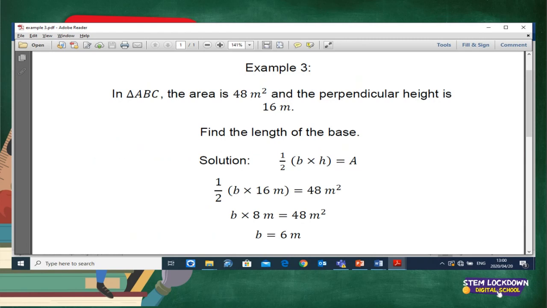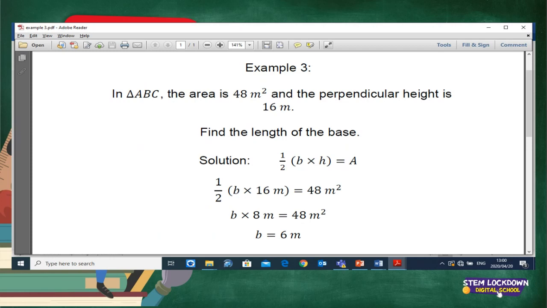In example 3 here, you are now given a different example altogether. Now you have got triangle ABC. You are given the area, which is 48 square meters, and the perpendicular height is given as 16 meters. So now you are given the height of the triangle together with the area. What is it that you must look for now? Find the length of the base. So you need to find the length.